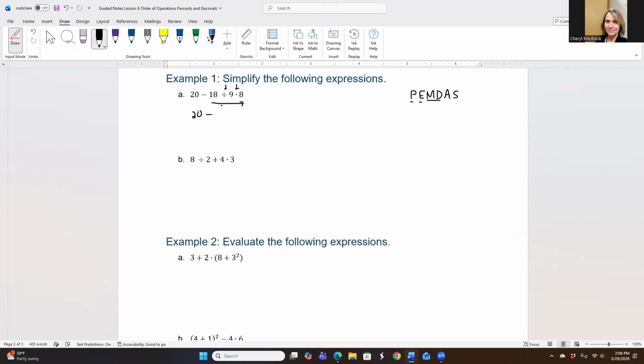We'll bring down our 20, and from left to right, we have 18 divided by 9 is 2. Then we're going to multiply that by 8. So next, we still have to do multiplication and division. 2 times 8 is 16, and 20 minus 16 is 4. Try this next one. Why don't you pause the video and let's see what you get.